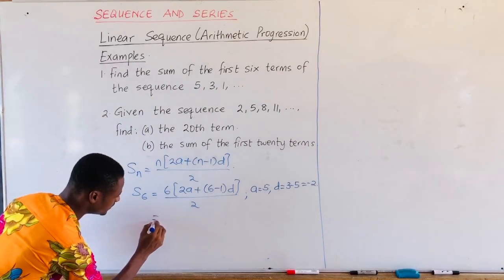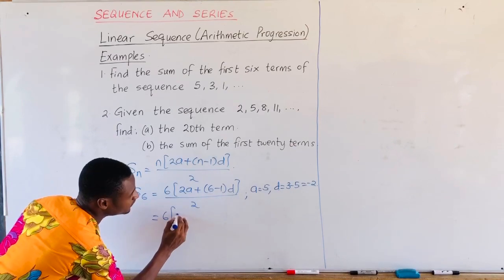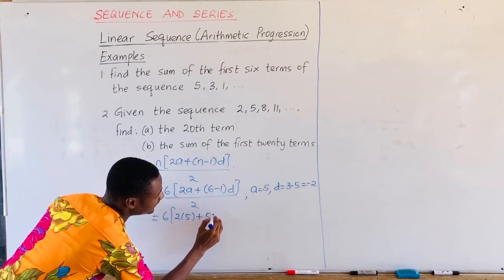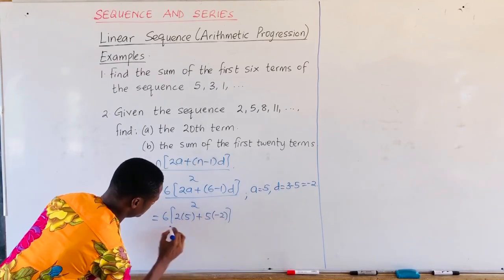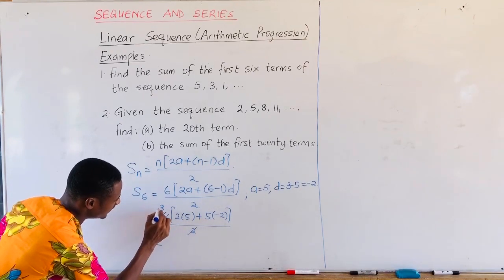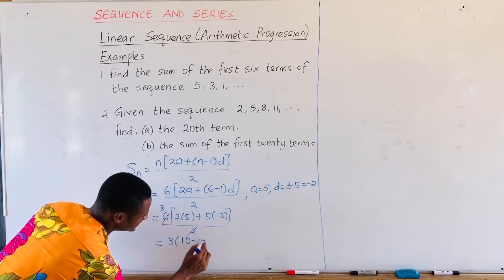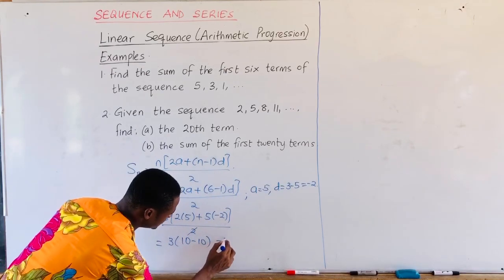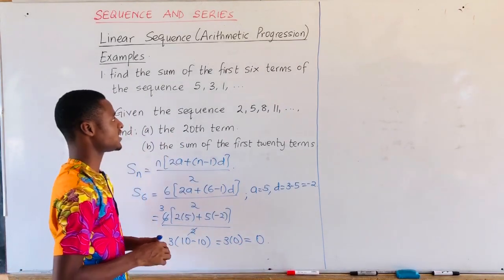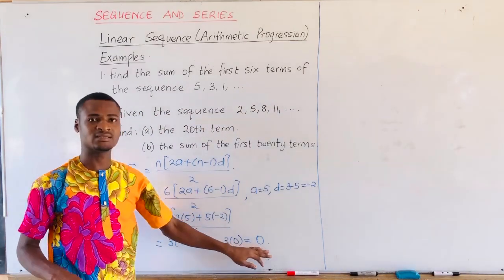And so S6 is going to be 6. In brackets, we have 2 times 5 plus 5 times negative 2 all over 2. 2 goes into 6 to give us 3. Then in brackets, we will have 10 minus 10. 10 minus 10 is 0. So we will have 3 times 0, which is equal to 0. So the sum of the first 6 terms of this sequence is 0.